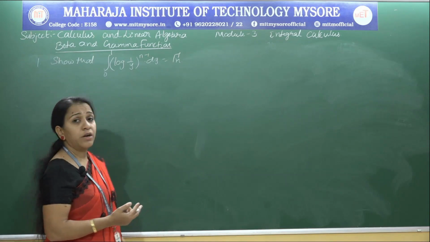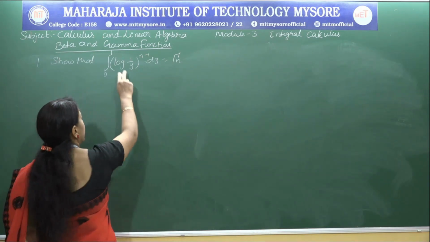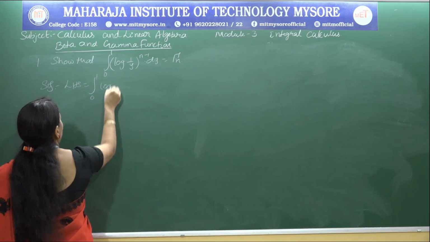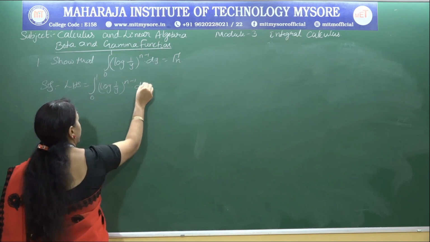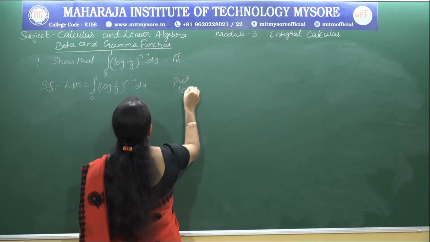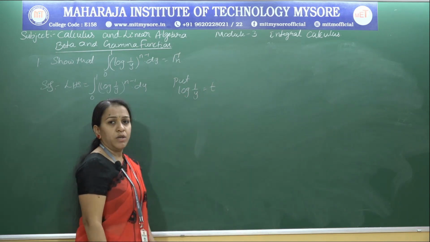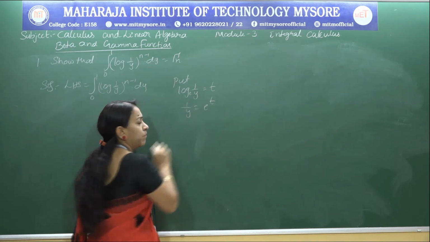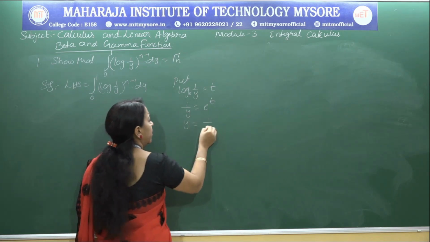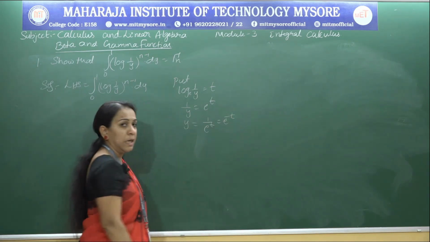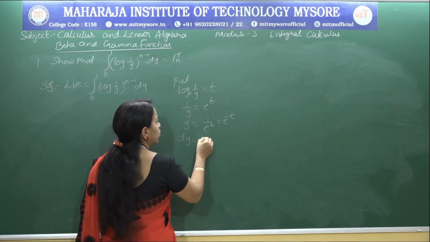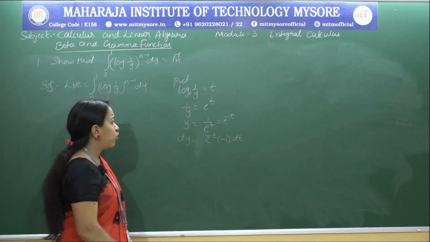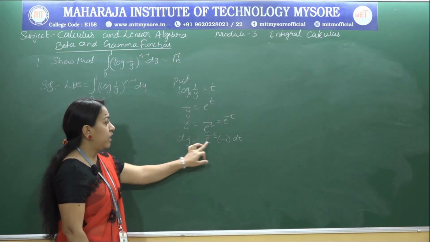But here we have between 0 to 1 and we don't have e power x function, right? So consider LHS and substitute for the log function, that is (log 1 by y) whole power n minus 1 into dy. So I substitute log 1 by y equal to some other variable t. So we know that here we have base e, right? So 1 by y equal to e power t, or what is y? y is 1 by e power t, nothing but e power minus t. Now get dy. dy is equal to e power minus t into minus 1 into dt, right?